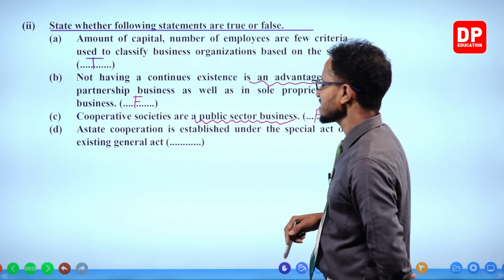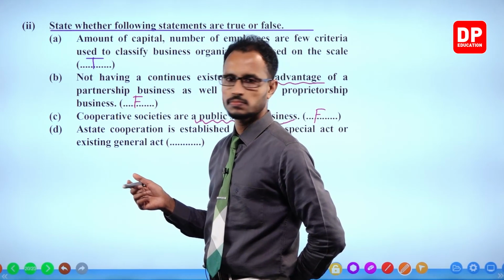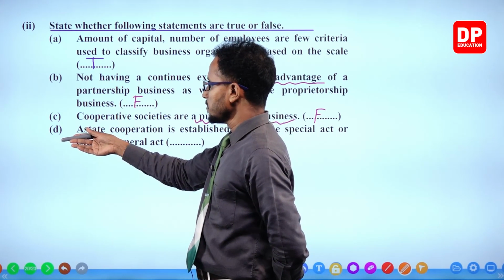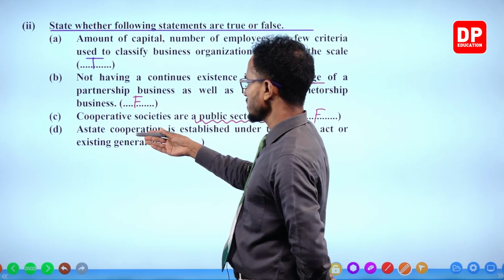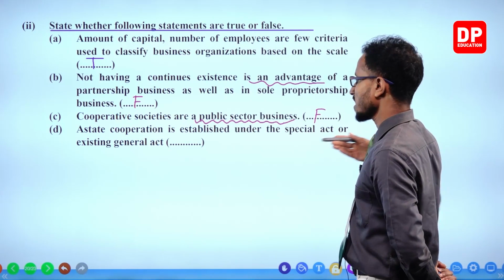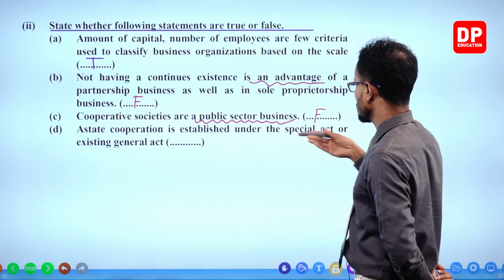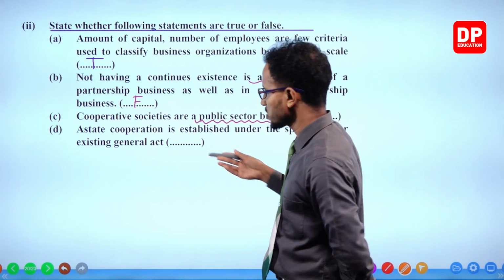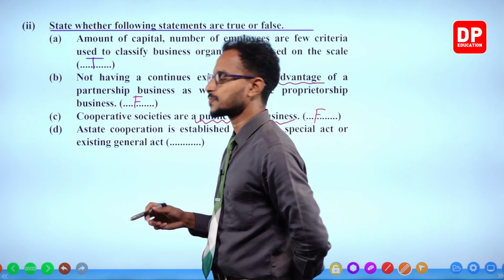That's why it is wrong. Public sector? No. D. A state corporation is established under a special act or a general act of the parliament.